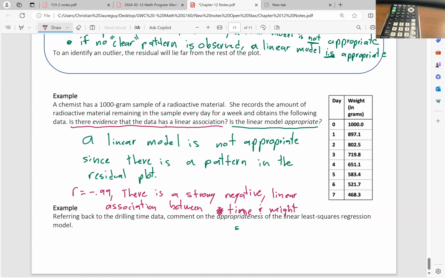That's what the R value says. But we further analyze and we figure out that, oh, linear model, definitely not appropriate, right? And that makes sense because if you've taken a chemistry class, we know that radioactive decay decays exponentially fast. So there's an exponential model there, not a linear model. So something to think about. So as a review, what I hope you would do right now is press pause, look at your drill data, and then let's talk about the appropriateness of that.